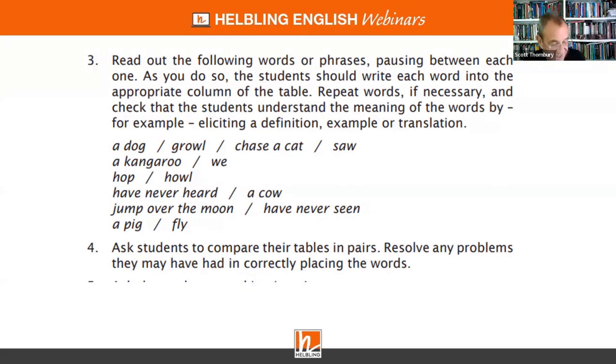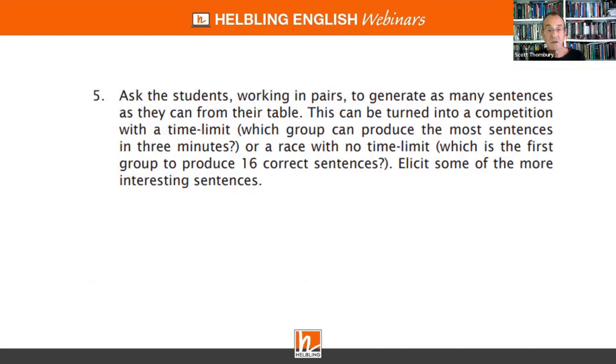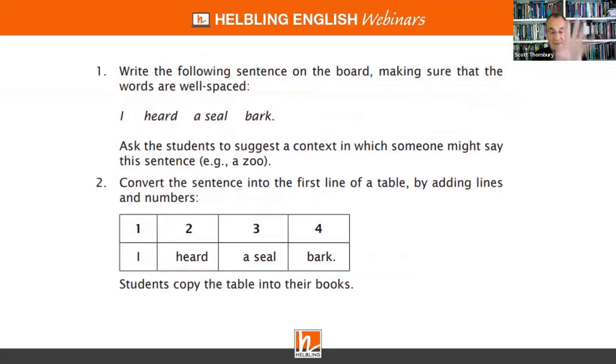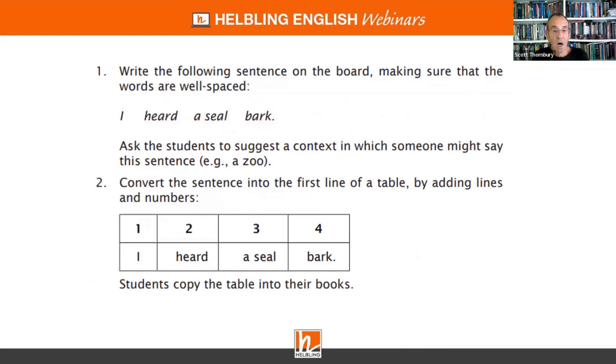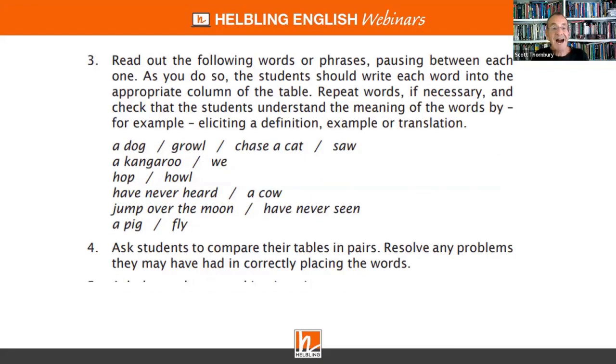And so this is when, it's not a test. They can help each other resolve any problems, correct placing the right words. Is that the end of the activity? No. Ask the students working in pairs to generate as many sentences as they can. Again, same idea from the table. So they've produced a table with all these things in it, but they can then play around. I have never heard a kangaroo hop. No, it's grammatical. Or I have never seen a cow jump over the moon.